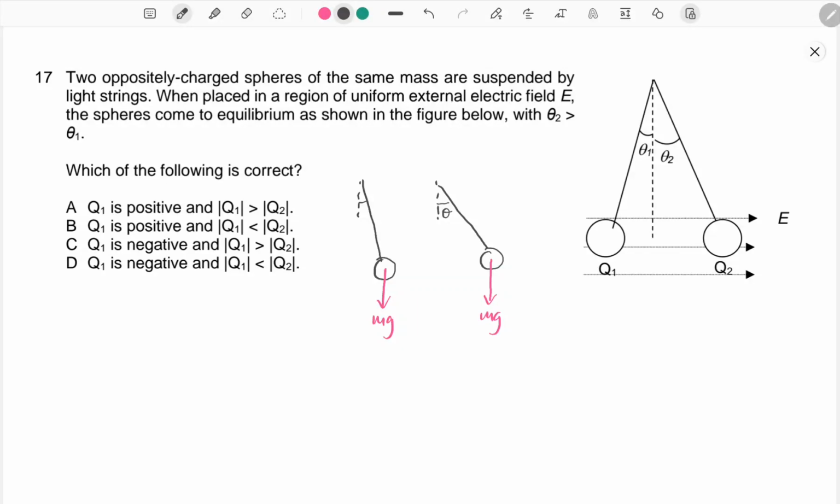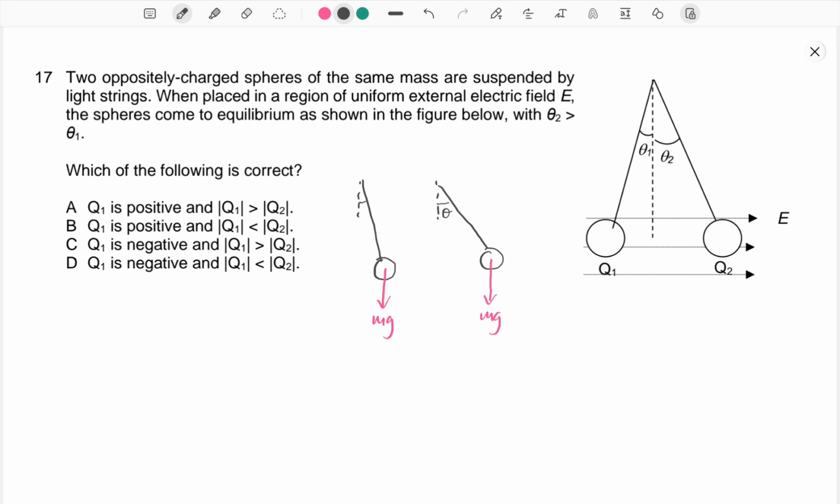For this question, we see two oppositely charged spheres of the same mass suspended by light string, and there's also an external electric field E outside, and the two spheres come to equilibrium as shown. What is noticeable is the angles are not the same.